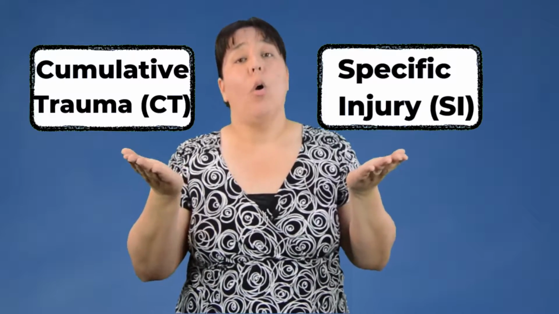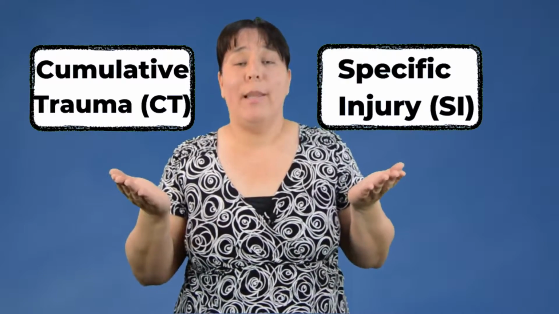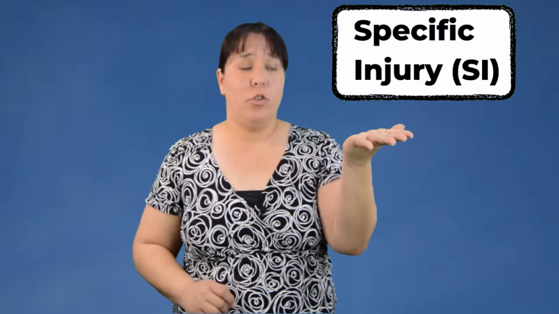So you have an injury and you don't know if it's a specific injury or a cumulative trauma or how you should claim it or if you should claim it at all. So let me go over the two types with you. A specific injury is something happens at work on a specific day and you know you're injured right away. You slip, fall, break your leg, you know you're injured right away.